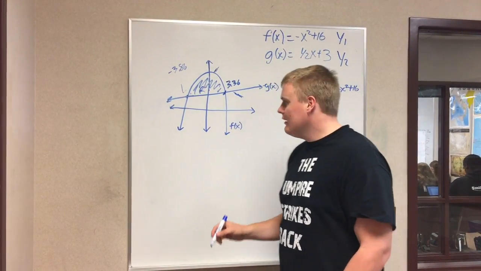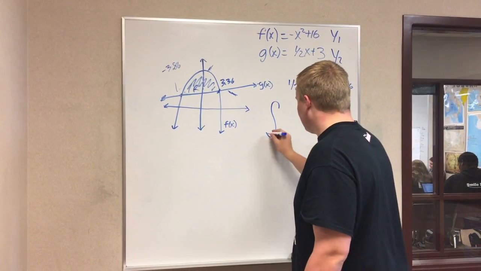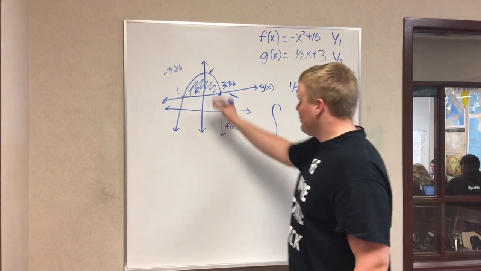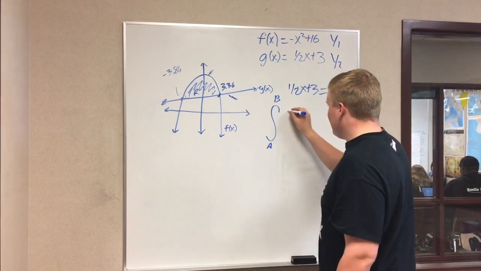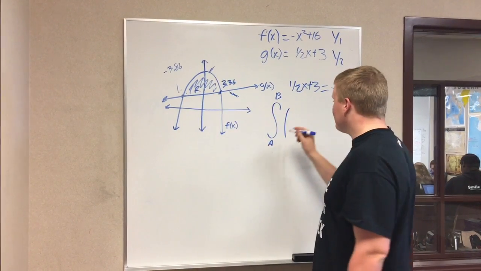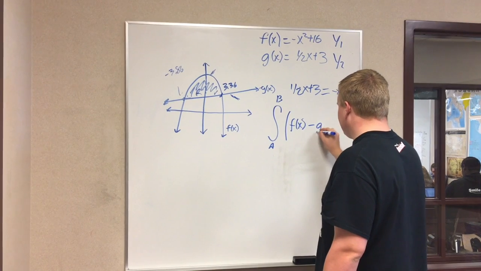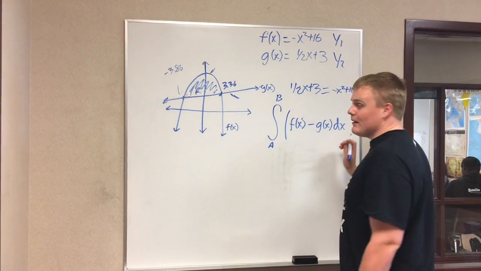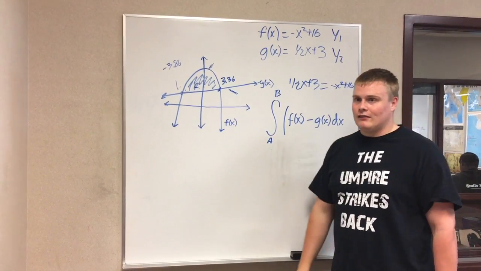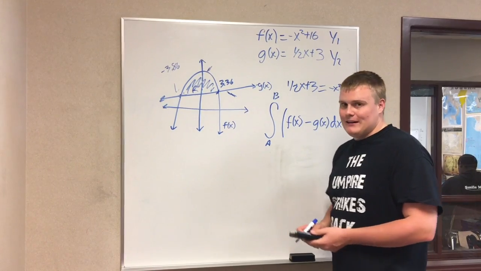There's no exceptions. So, to solve this, we're going to take our integral from our intersection points. Let's call this A. Let's call this B. Since f of x is our top graph, it'll be f of x minus g of x. And do this. Always remember the dx. Don't forget it or else they'll take points off your exam on the AP test.